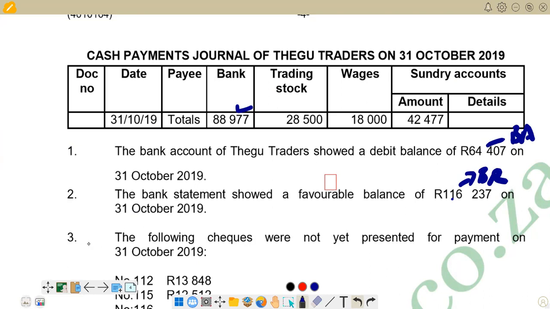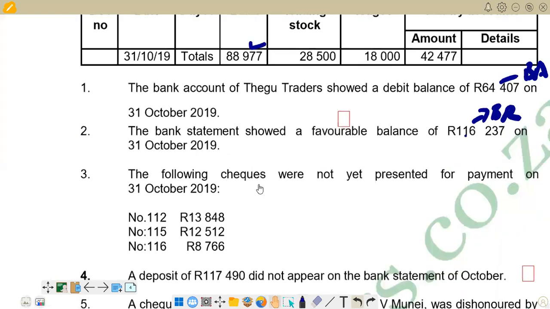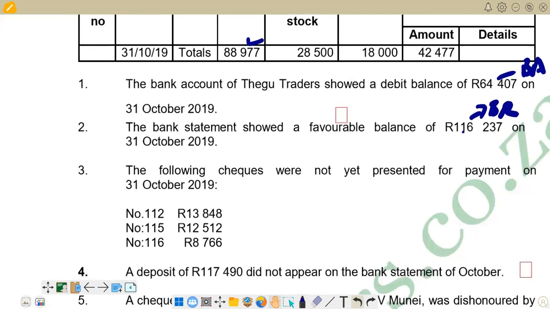Then on item 3, the following checks were not yet presented for payment on 31 October 2019. So we are given those checks, and they are being highlighted as not yet presented for payment on 31 October 2019. It means these ones are going to affect the bank reconciliation. So we can skip them at the moment, and we check what we have next.